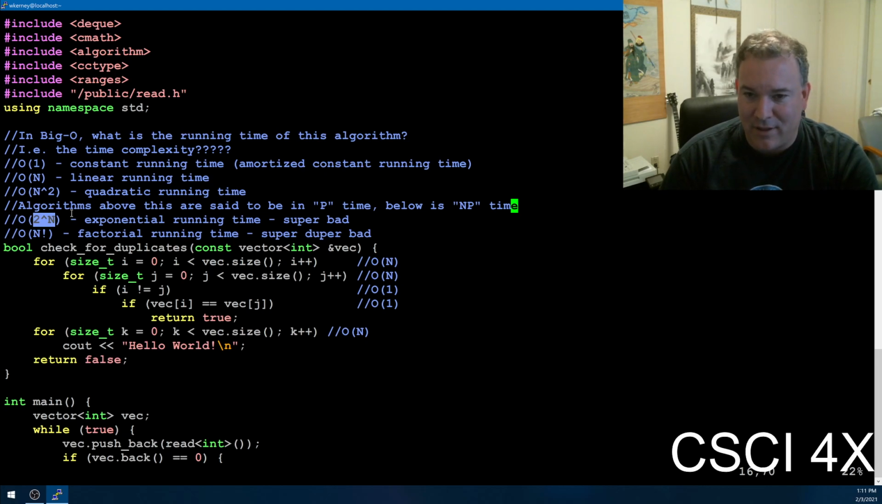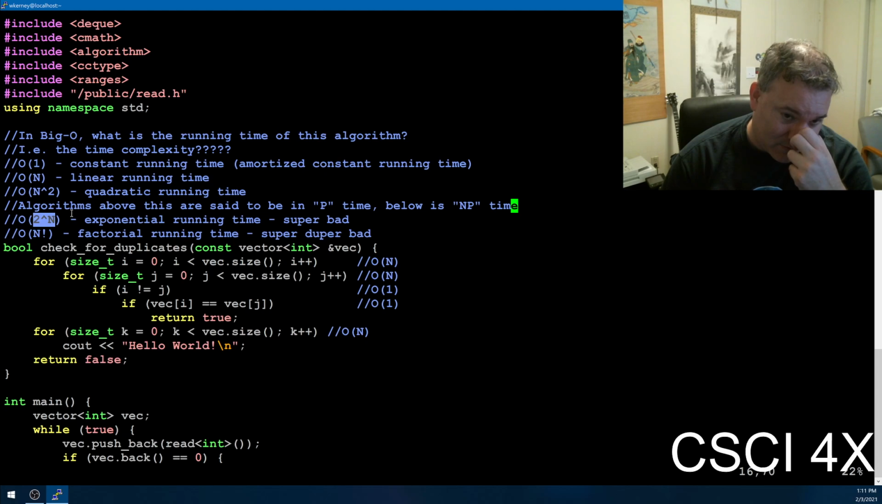There are solutions for the traveling salesman that are based on certain assumptions, like a Euclidean plane and stuff like that. But there's no full solution to it. There's lots of approximations to it and things like that.